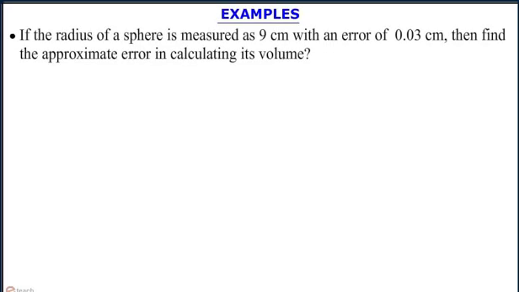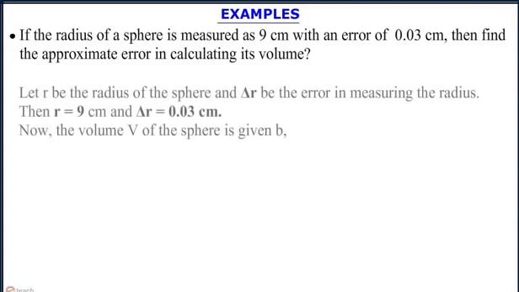Example: if the radius of a sphere is measured as 9 cm with an error of 0.03 cm, then find the approximate error in calculating its volume. Solution: let r be the radius of the sphere and delta r be the error in measuring the radius. Then r equals 9 cm and delta r equals 0.03 cm.